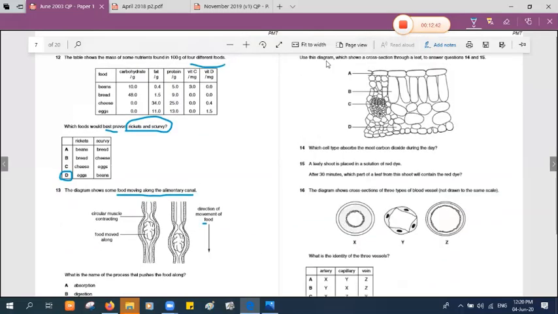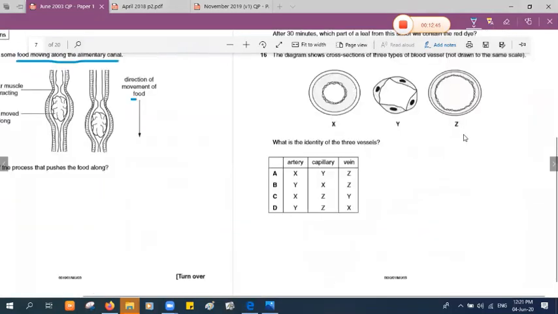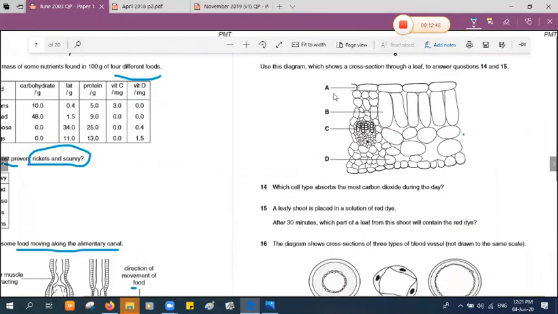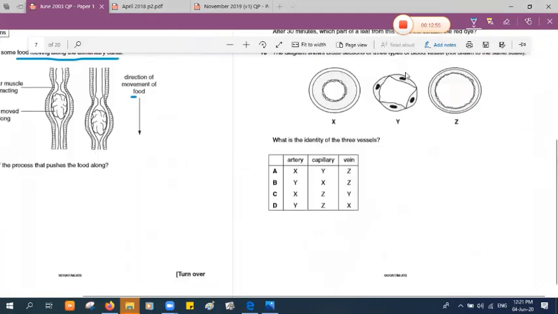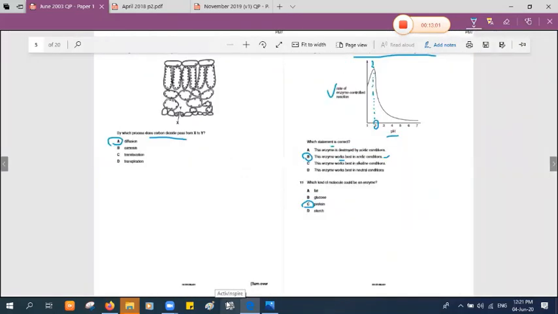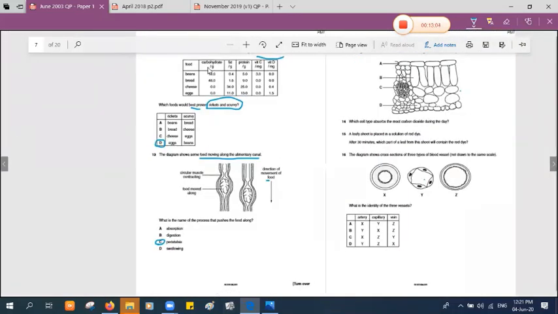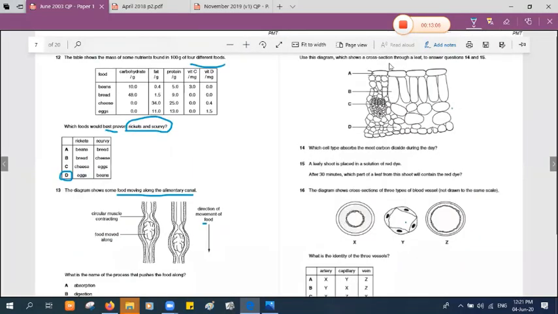Question 14 here. Yes, use this diagram, which shows a cross-section. Yeah, this is the question, right? Use the diagram here, which shows a cross-section through a leaf to answer questions from 14 to 15.